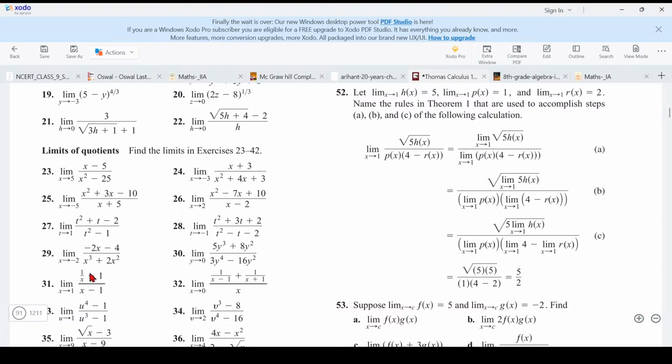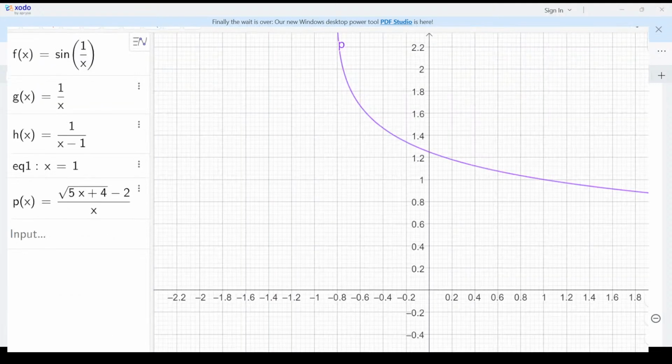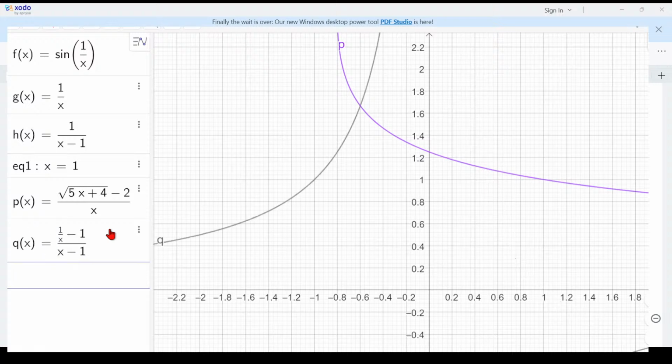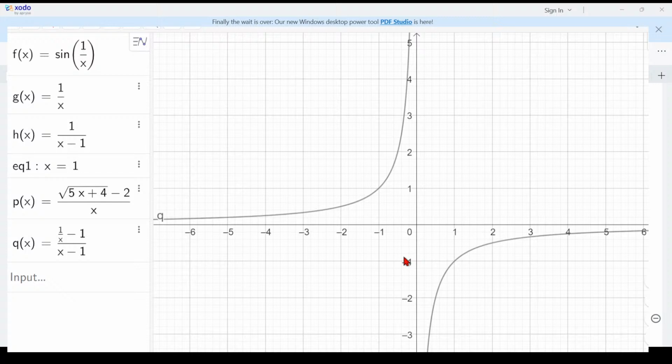Okay. This one, what will you do? x tends to 1. So there is a hidden common factor, x minus 1, right? You have to extract that hidden common factor. Understood? Okay, sir. So first, if you draw the graph, what is this function? 1 by x minus 1 whole of this by x minus 1.